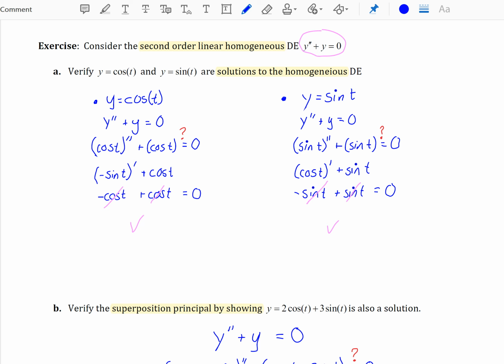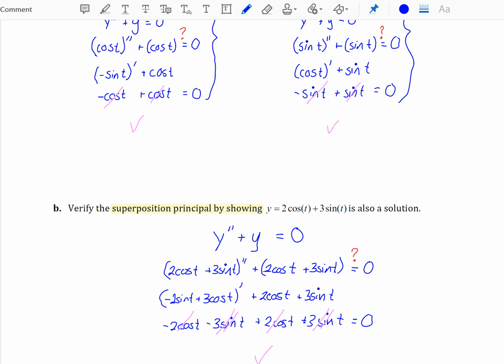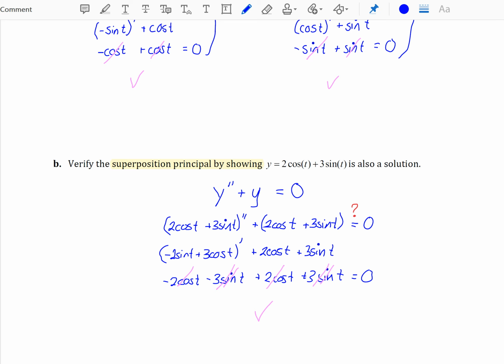But what I'm asking you to recognize is the level of presentation and the type of work that is required to verify this. So you should have verified that individually cosine and sine produce 0. Individually cosine and sine are solutions of the differential equation. And then also verified that this linear combination was also a solution.